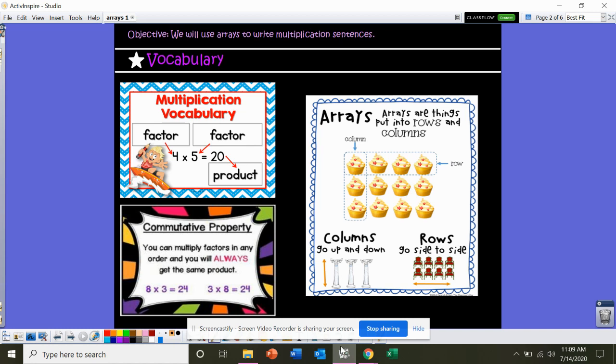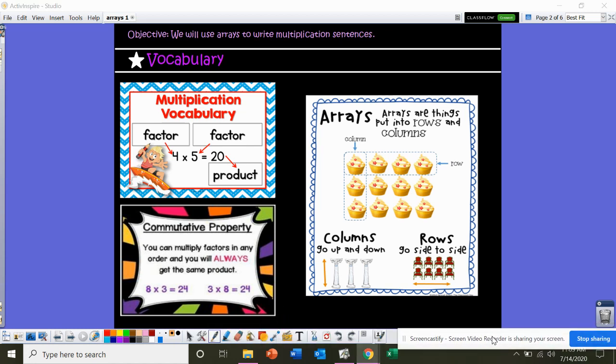Today we're going to multiply using arrays. Arrays are just like equal groups, except we have rows that go horizontal and columns that go vertical. So our first factor is telling us the rows, how many rows we have. So we have 4 times 5, or 4 rows of 5.